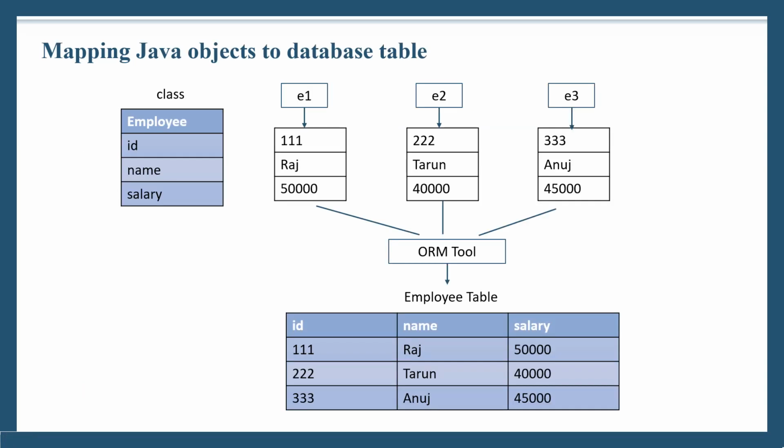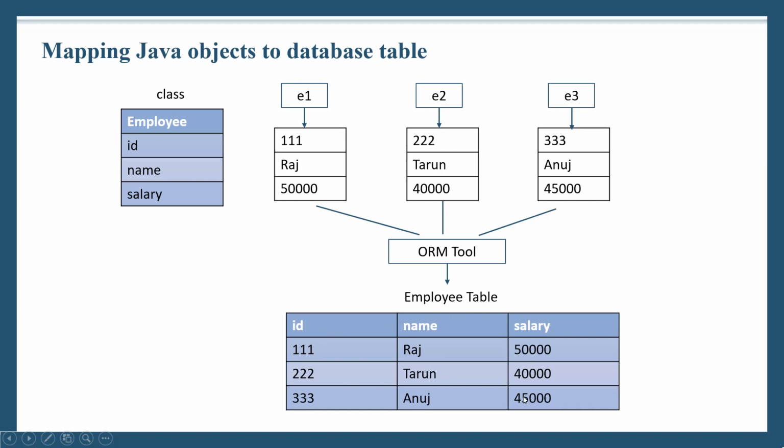Let's take an example to understand how objects are mapped to database tables. Let us consider we have a class Employee with three data members: ID, name and salary, and we have three records for class Employee. That is, we have three objects for class Employee, E1, E2 and E3, and these are the respective values of these three objects. Now the ORM tool can map these objects to database records, which can be represented in this manner.